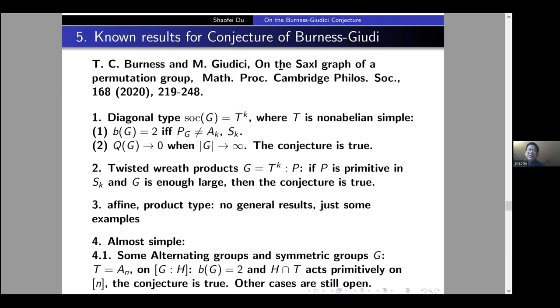Because we just talk about the primitive permutation group, you have this O'Nan-Scott theorem. For diagonal type, T is a non-abelian simple group. So B(G) is 2 if and only if this P(G) is an alternating or symmetric group of degree k. What is P(G)? By the diagonal type, you have a permutation group on this number k of T. You have such a permutation group. If this is not A_k or S_k, then it's 2. Then if the order of G is big enough, this Q_G tends to zero. That means the probabilistic method can be used, then the conjecture is true.